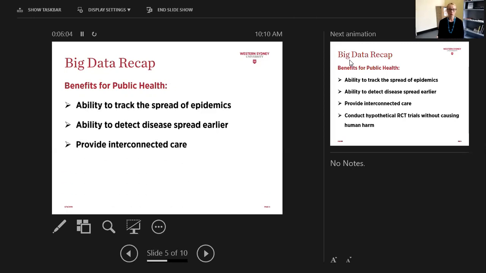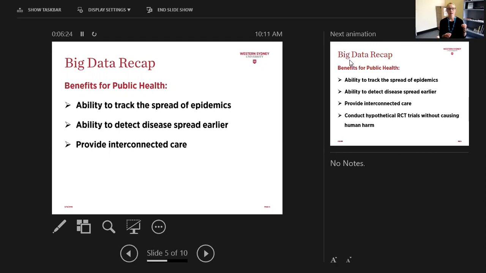Another really important benefit for public health is really looking at that interconnected care. So looking at health service and interconnected care to help with presentation to hospitals. If someone presents to A&E here with heart issues, what is their history? And big data provides that, EMR, medical records provide that.